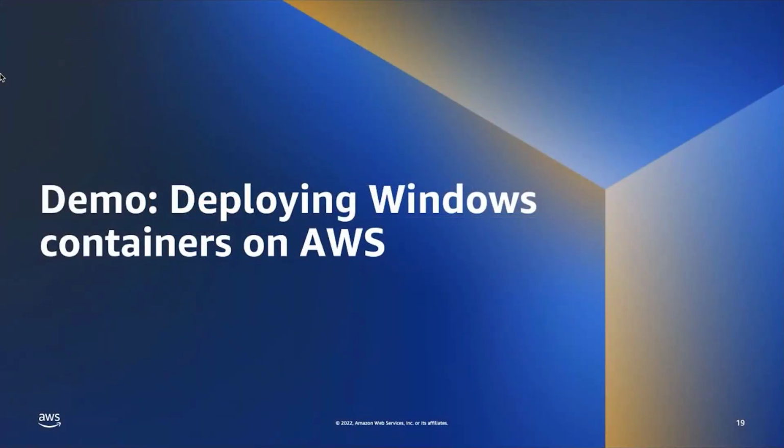So in this demonstration, I'm going to deploy our Windows containers on AWS. I'm going to first show you how to deploy a Windows container using ECS Fargate, and then I'm going to show how to launch exactly the same image on Amazon ECS based on EC2 Windows. And finally, I'm going to use Amazon EKS to launch exactly the same Windows container.